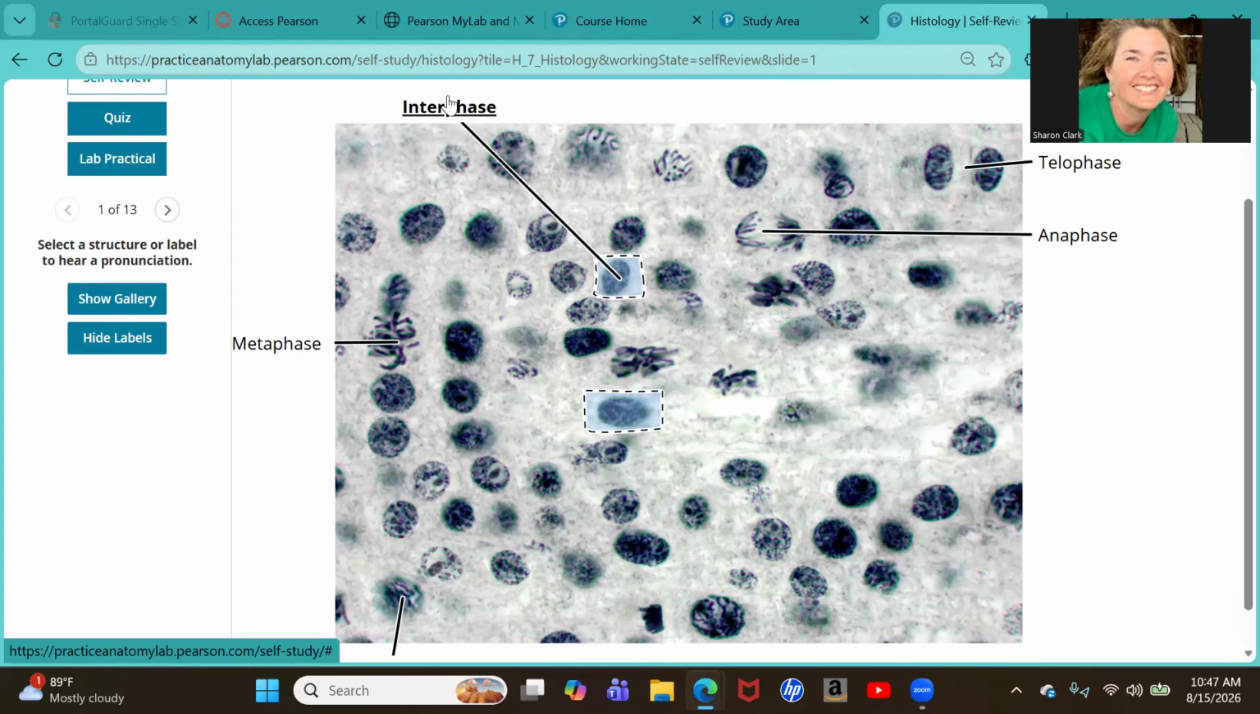Interphase is the first part. It's not actually mitosis. Okay, it's the first part of this cell cycle, but it's not technically a stage of mitosis. The prefix inter here means between, so you're between phases here.